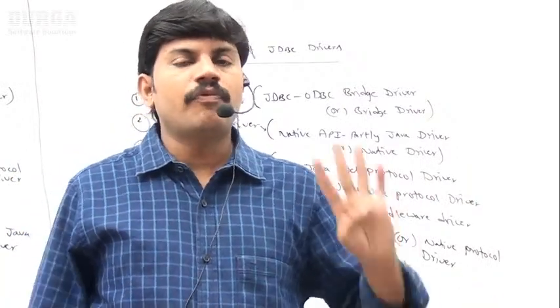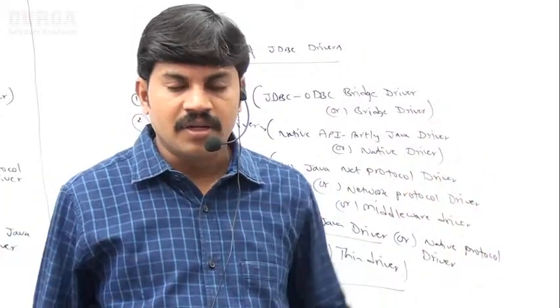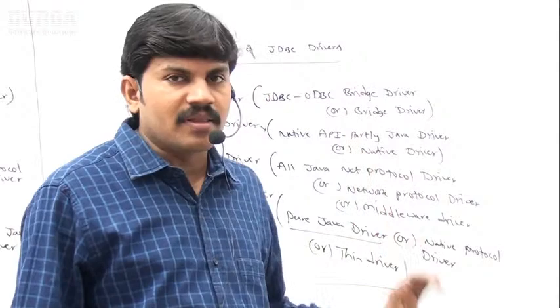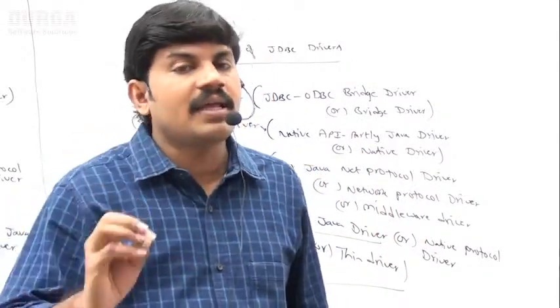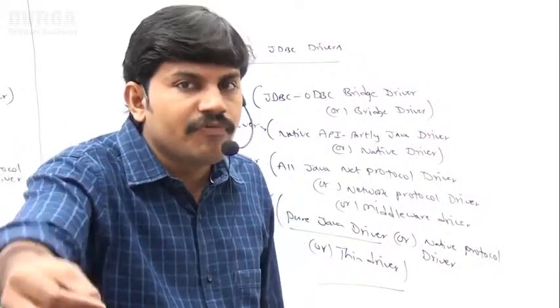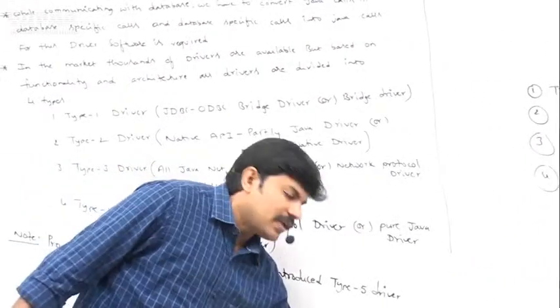In JDBC, 4 types of drivers are available based on functionality and architecture. Type 1, type 2, type 3, type 4. Other names are there, don't worry much. While discussing these drivers in detail, I will repeat once again. Are you in a position to understand? Let me review whatever we covered up to this point.